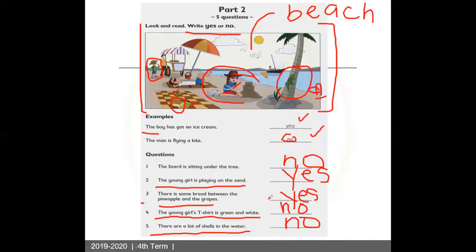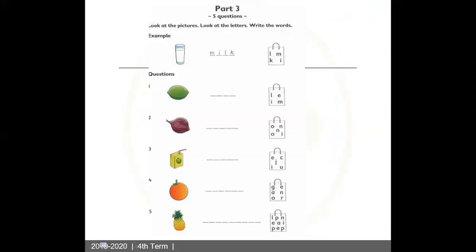Next one. Number 4, the young girl's t-shirt is green and white. Is it green and white? The young girl? I can see it, okay? She's wearing blue and white, right? And number 5, there are a lot of shells in the water. Can you see shells? I cannot see any, so it's actually no. Okay, so that's part 2. Let's move on to part 3 this time.